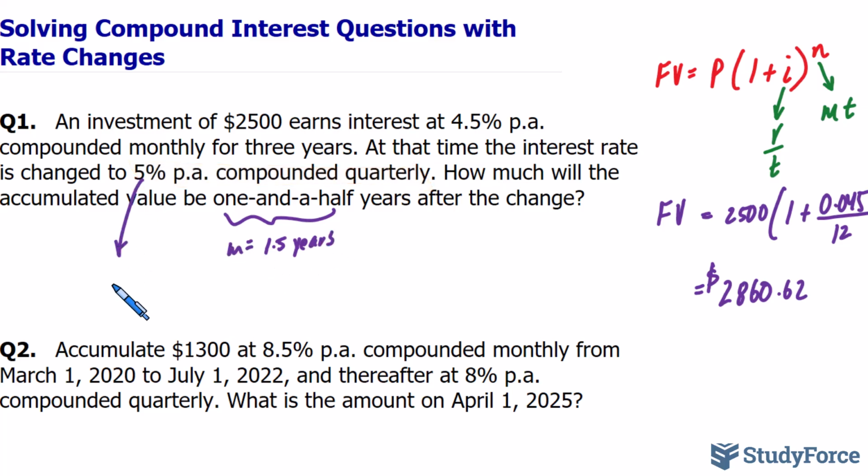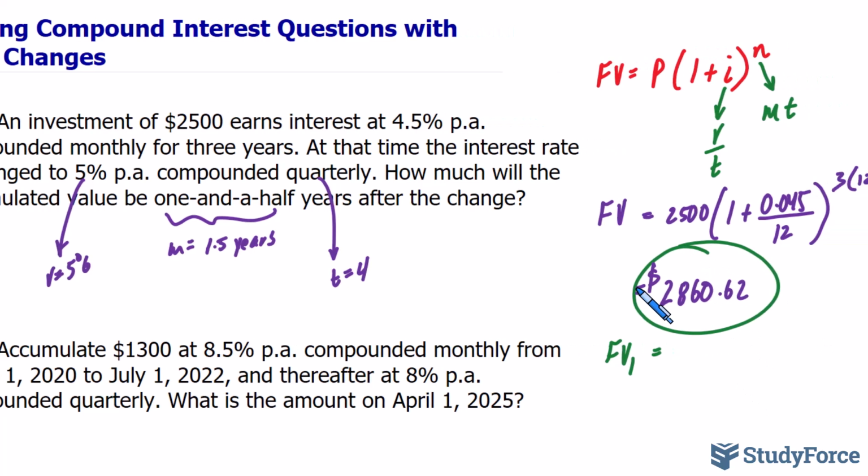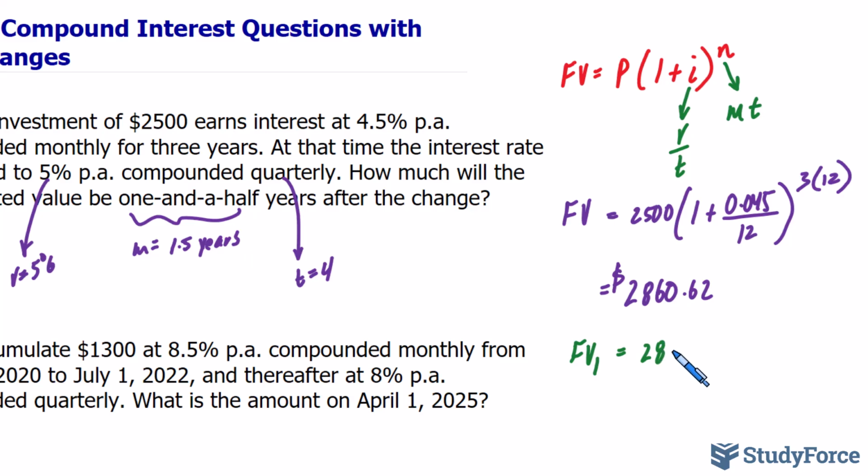Our new nominal interest rate is 5%, and our value of t, because it's quarterly, is equal to 4. So let's find our new future value. We'll call it FV sub 1. Our new principal as well is 2,860. So we'll be using this amount, 2,860.62, as our new principal, and that's being multiplied by 1 plus 0.05 divided by 4. We'll now take an m value of 1.5 and multiply it by 4.